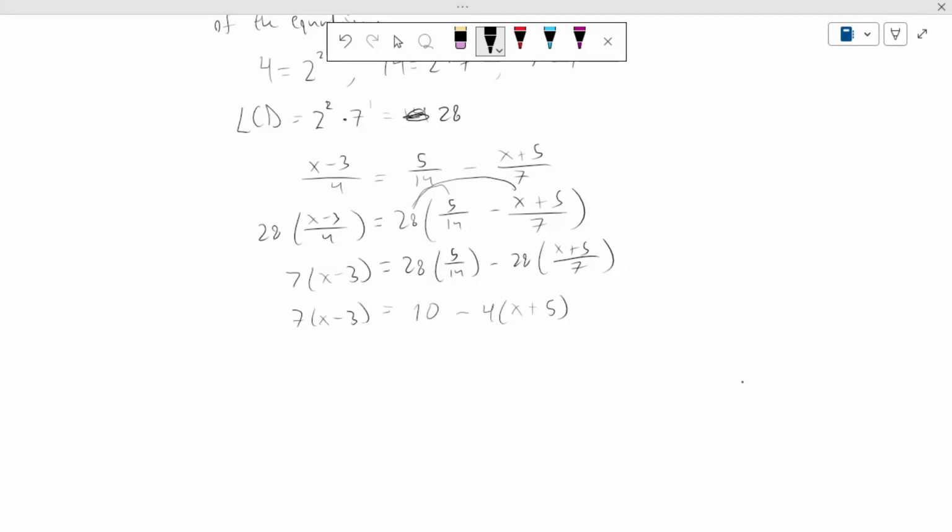I'm going to go ahead and distribute this 7. I'm going to go ahead and distribute this minus 4. So I get 7x minus 21 equals 10 minus 4x minus 20. Don't forget to distribute the minus sign also. Let me go ahead and combine like terms on both sides here. So 7x minus 21 is going to be equal to negative 4x minus 10.